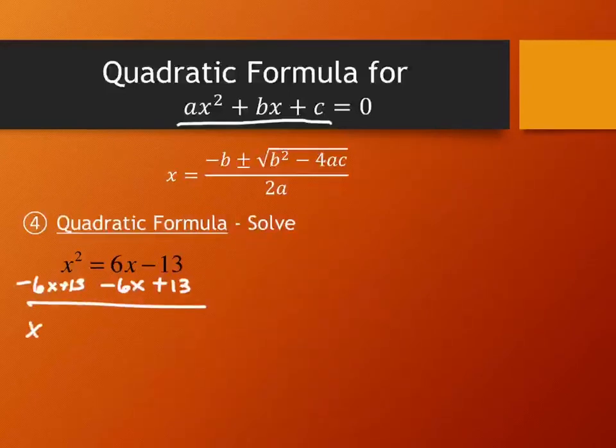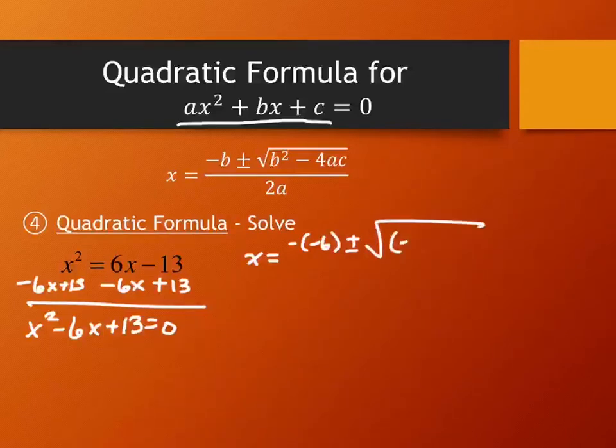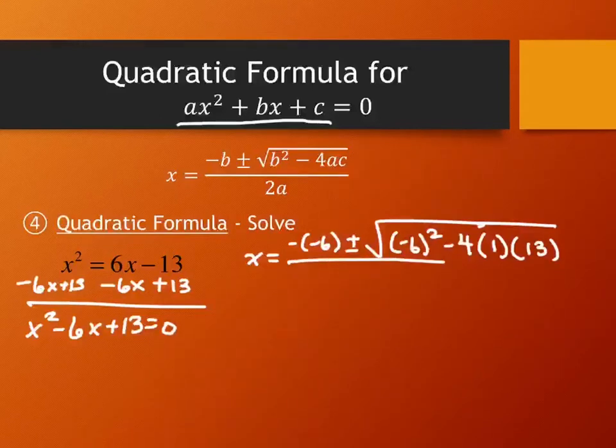So on the left I have x squared minus 6x plus 13, and then now on the right I have equals 0. So I can plug these into the quadratic formula then to solve. So x equals negative b. So negative b would be opposite of negative 6 like this, plus or minus the radical of b squared, so that's negative 6 quantity squared, minus 4 times a, which is 1, times c, which is 13. And this is all over 2a, and a is 1.